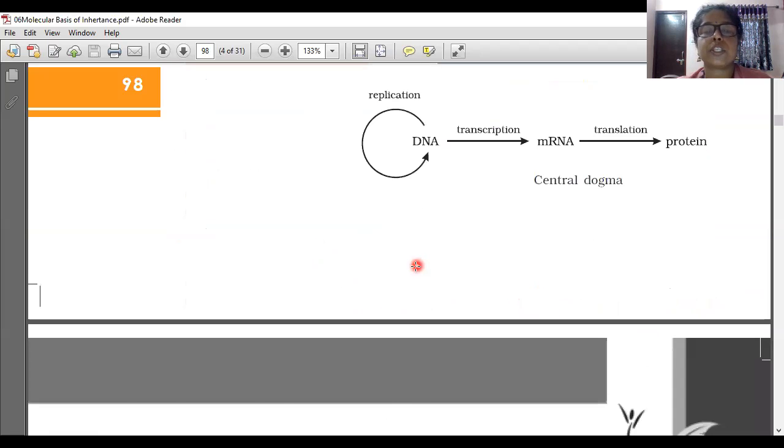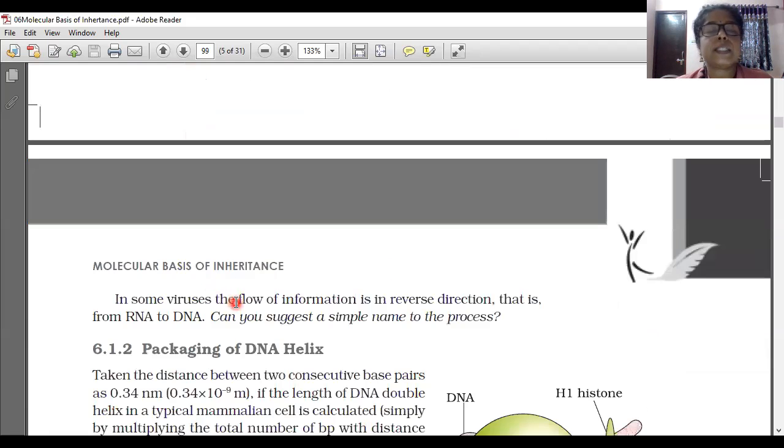DNA double helix structure it is. In some viruses, the flow of information is in reverse direction, that is, from RNA to DNA, especially in viruses. DNA is formed from RNA. This is actually a reverse process. In higher organisms, RNA is formed from DNA. But in smaller organisms like viruses, DNA is formed from RNA. So this process is called reverse transcription.